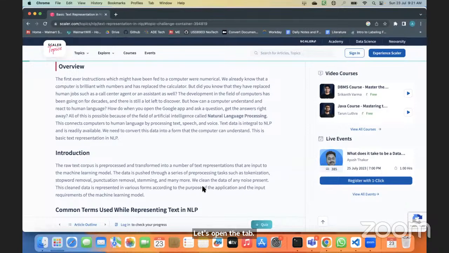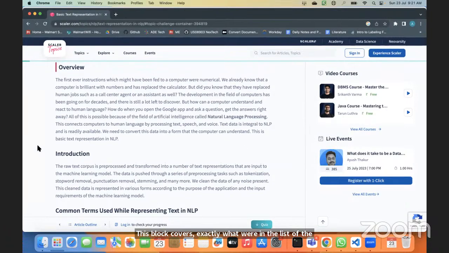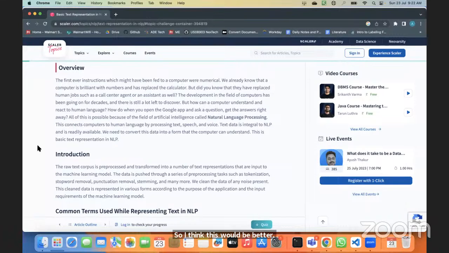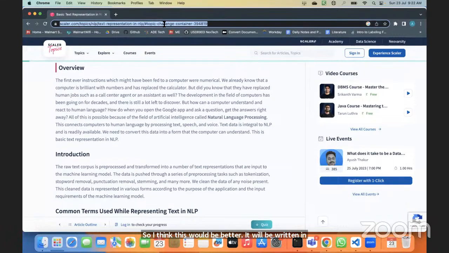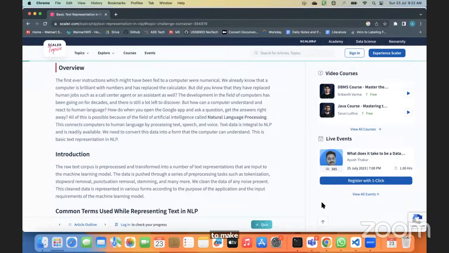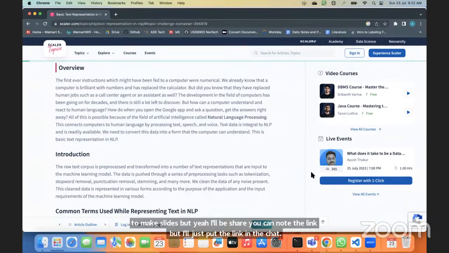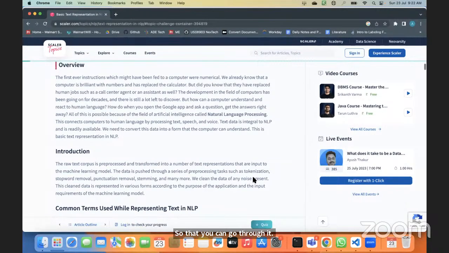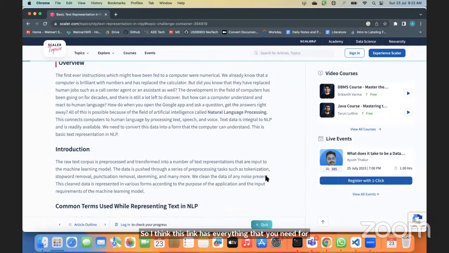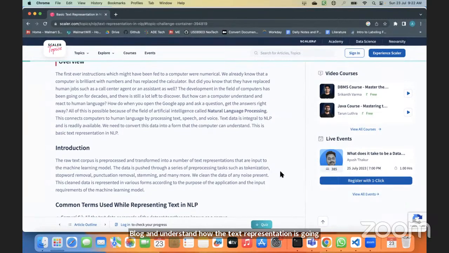I found a blog, which I think is better than slides. This blog covers exactly what was in the list of projects. It would be redundant to make slides. You can note the link, or I'll put the link in the chat so that you can go through it. I think this link has almost everything you need for your project. If you can understand this blog and how text representation works at different levels, you would be fine.